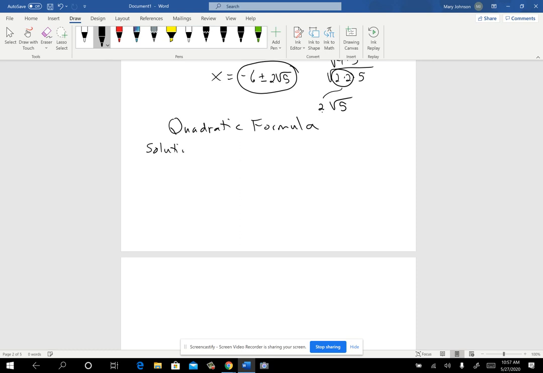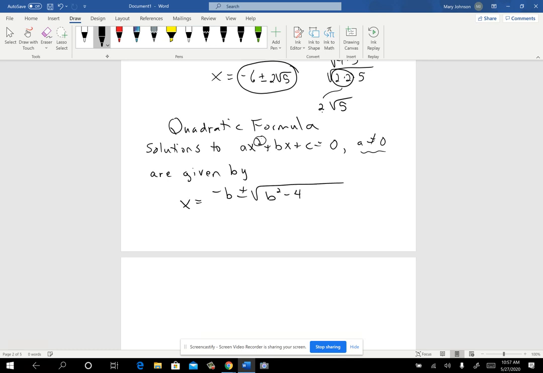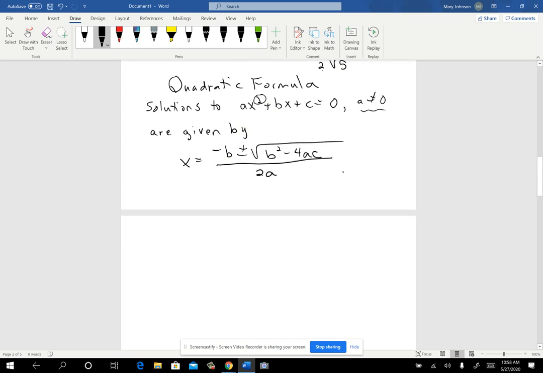Okay, so the solutions to ax squared plus bx plus c equals 0. And this part is just a technicality to force this to really have a square term, but you don't need to memorize that. Are given by the following formula. x equals negative b plus or minus square root of b squared minus 4ac, and then all of that over 2 times a. All right, so let's go ahead and use that on question number 3 and question number 4.